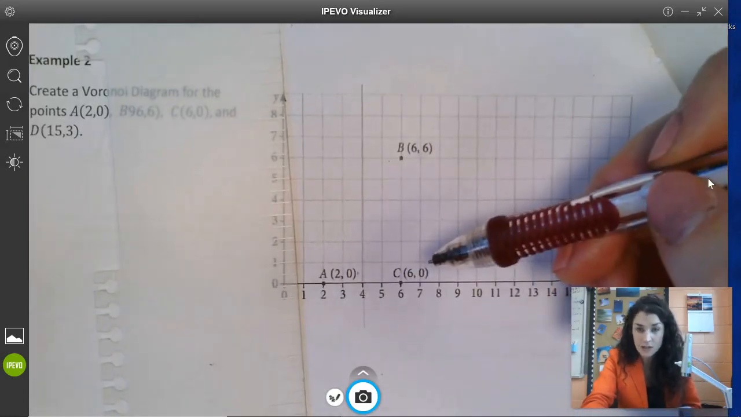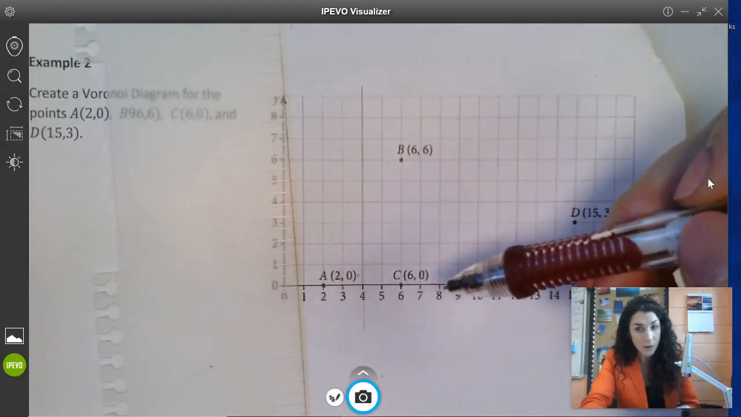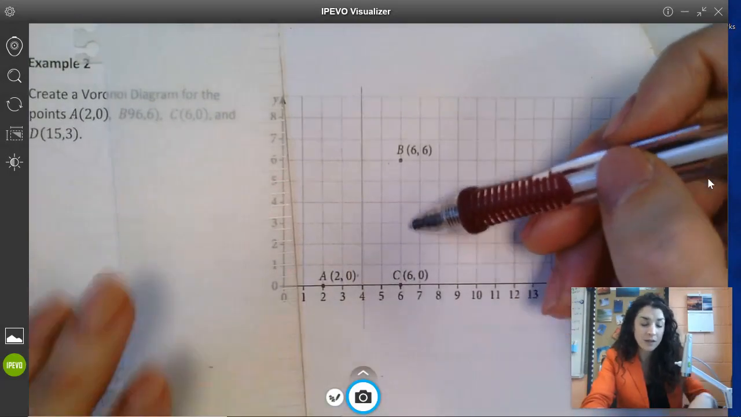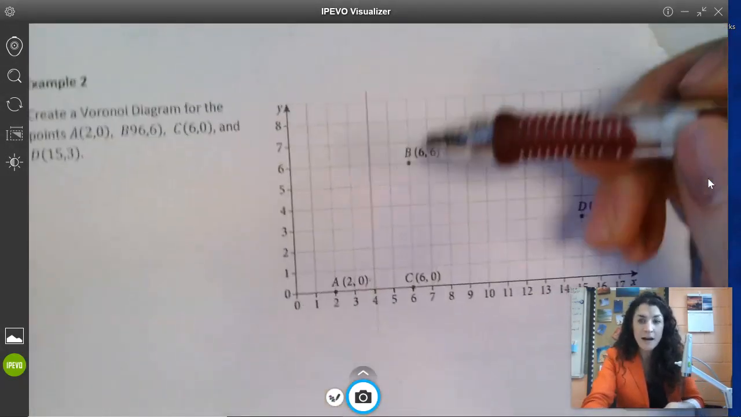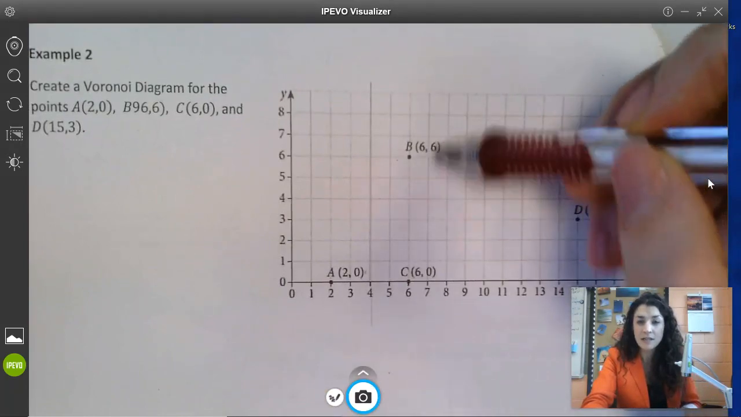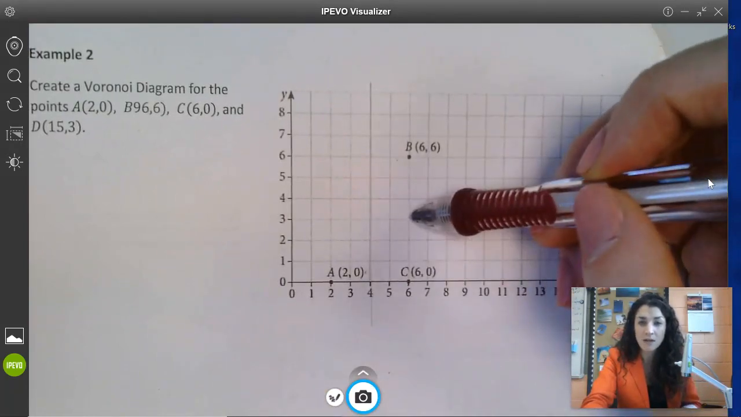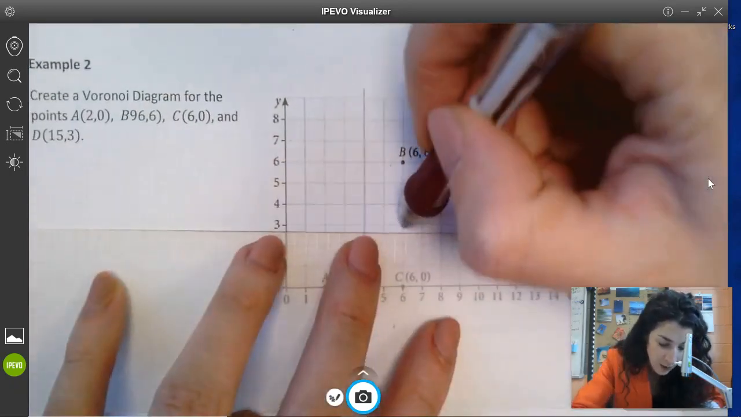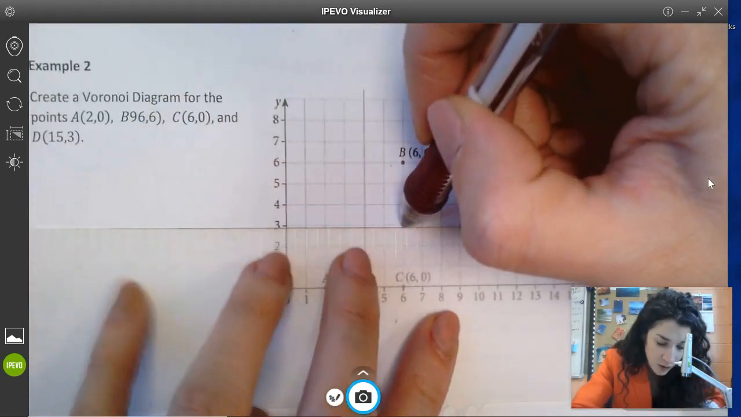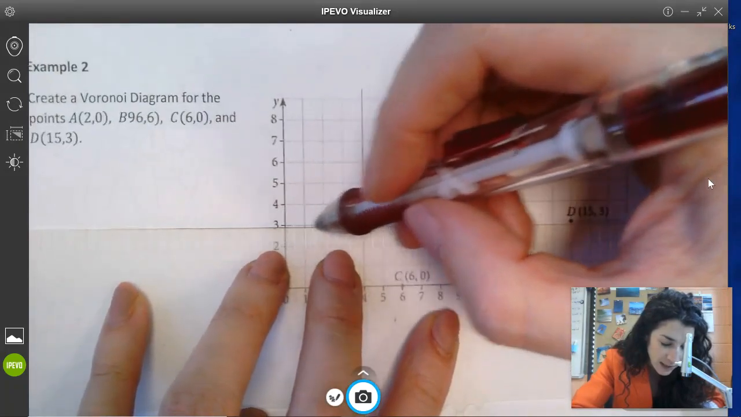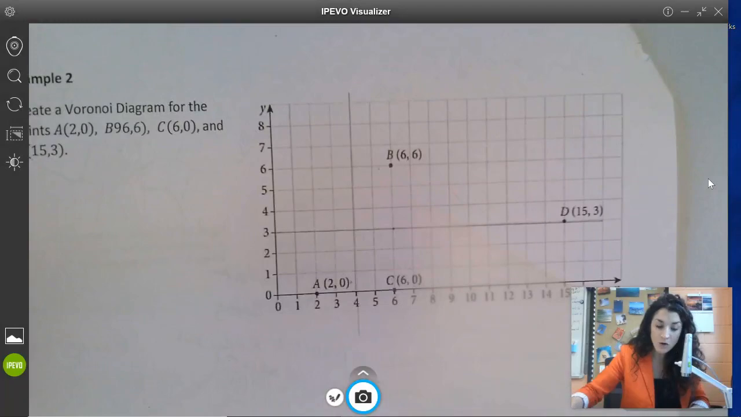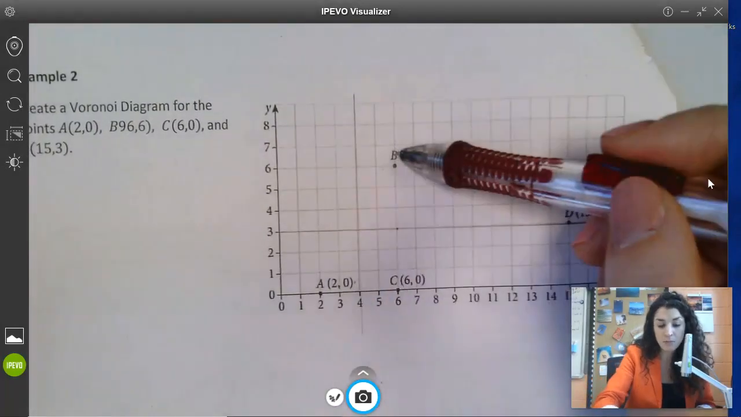BC is also an easy one to find the perpendicular bisector for because it's vertical. So the perpendicular bisector will be horizontal. Finding the value that's between 6 and 0, halfway between, is 3. So if I draw a horizontal line at y equals 3, again, very lightly because I'm going to be erasing stuff later, I've now got the perpendicular bisector between B and C.